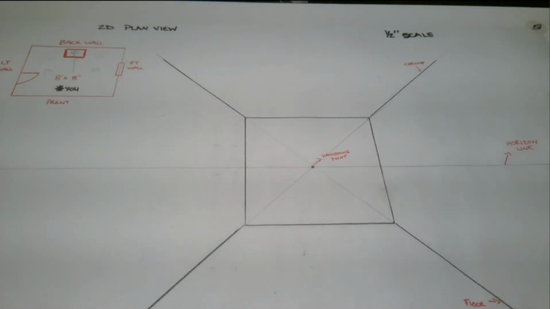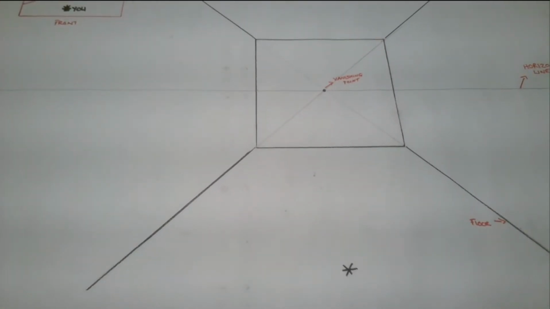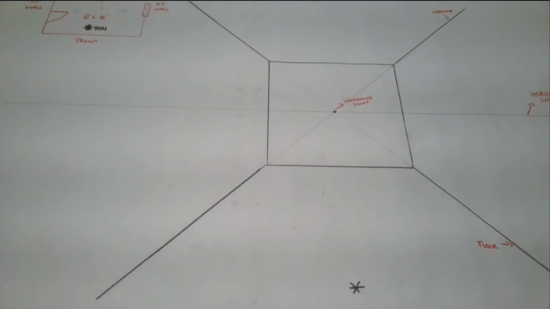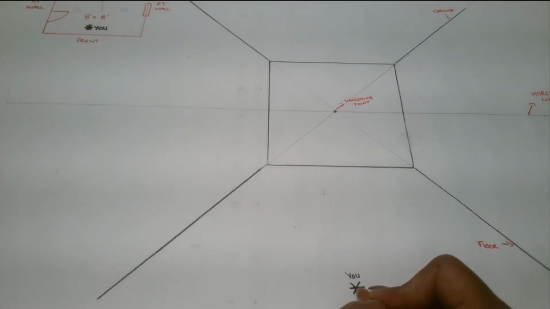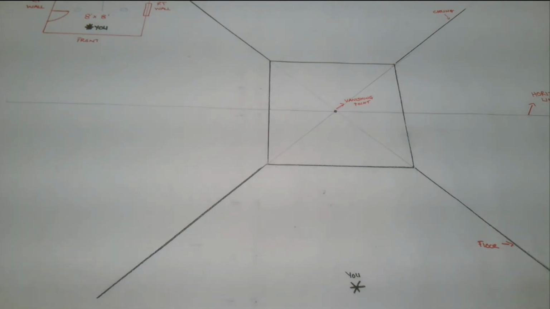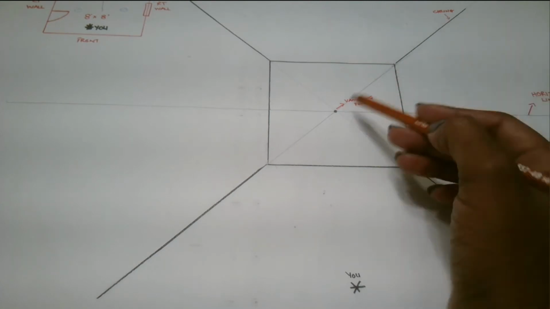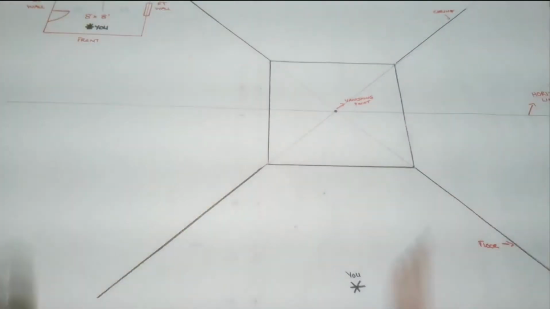If you look at it, you can see that you will be standing right here. So this is you, standing in the center of your room at the front, looking back at the wall. And as you can see, as these lines go into that vanishing point, the wall begins to come in and get smaller.